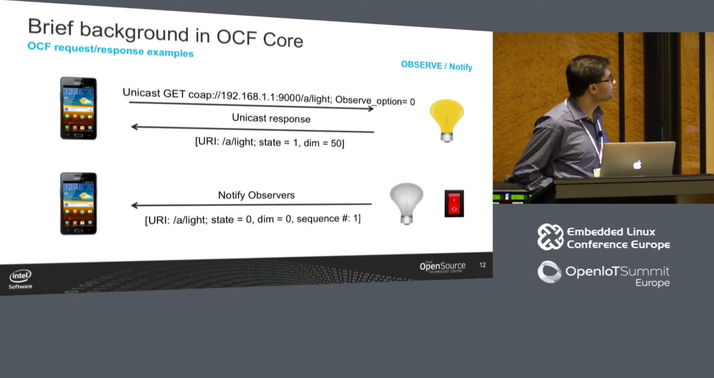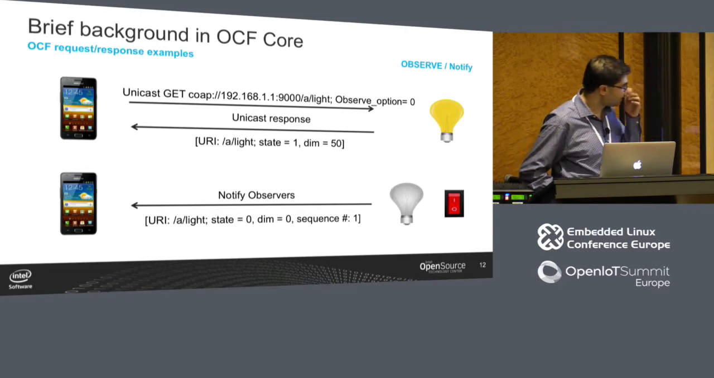The client now issues a unicast observe request, which is really a GET with the observe option set in the CoAP header to A/light. The server accepts the observer subscription and sends a unicast response back with its current representation, which remains the same. That is state equal to 1 and dim equal to 50.